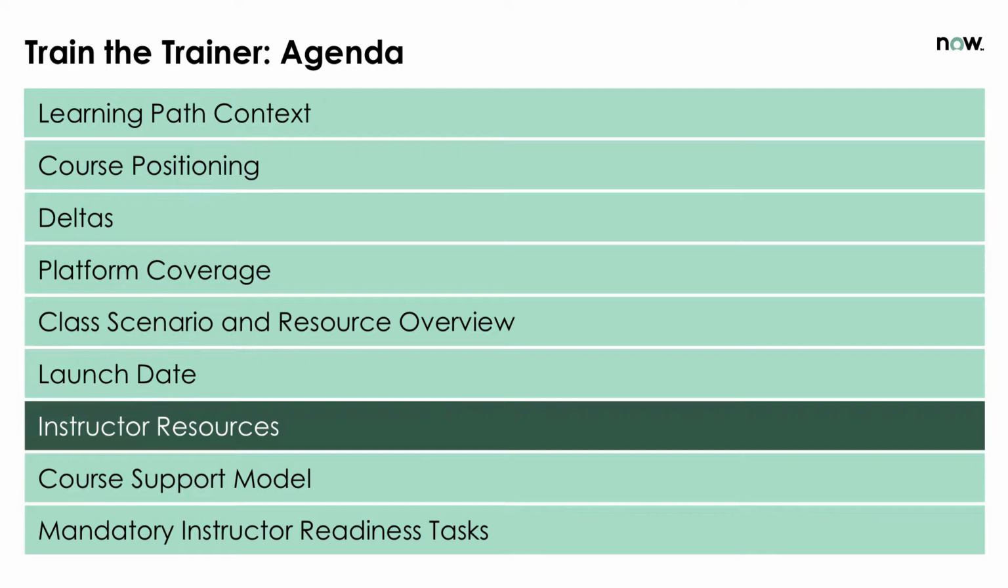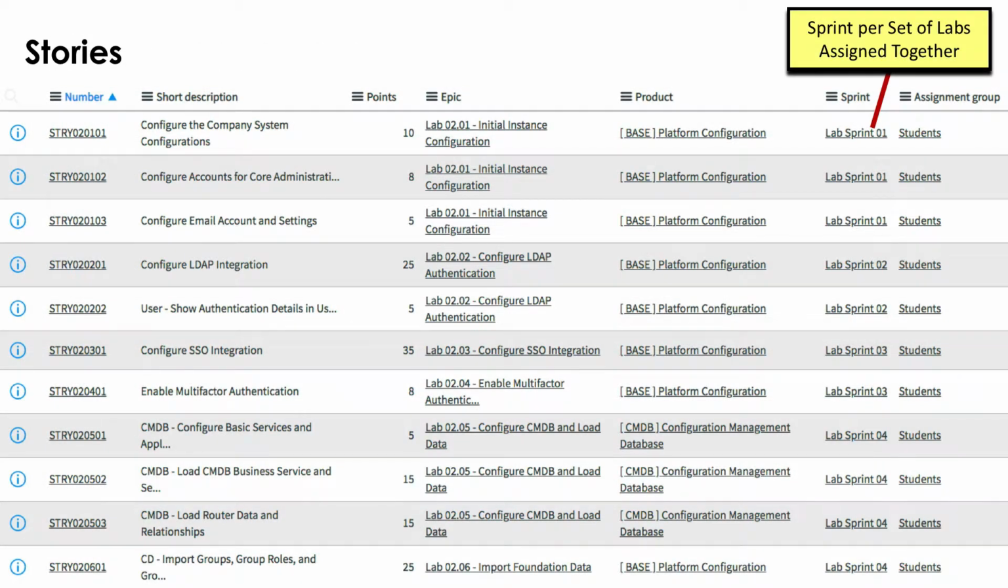Let's take a look at resources in student instances and available to you to deliver during the course. We have stories. Story backlog is pushed into each student instance as well as your instructor instance. A sprint is a set of labs assigned together. So if we look at sprint 3 here, lab sprint 3, we can see that we're doing lab 203 and lab 204. It's actually choose one or the other.